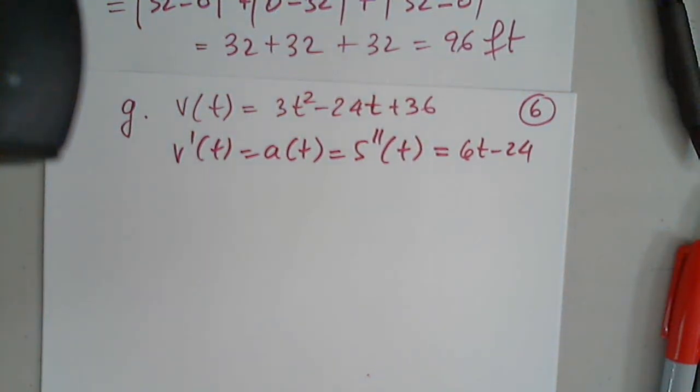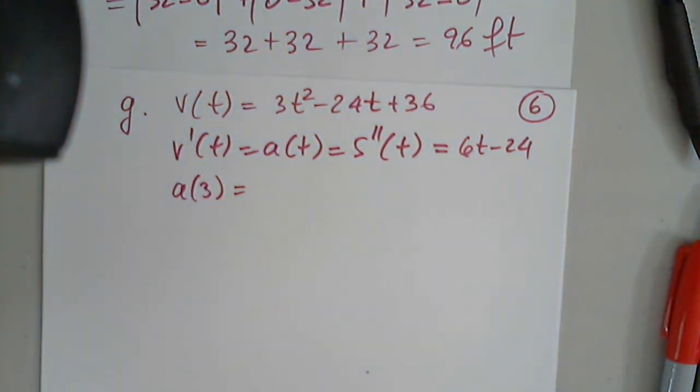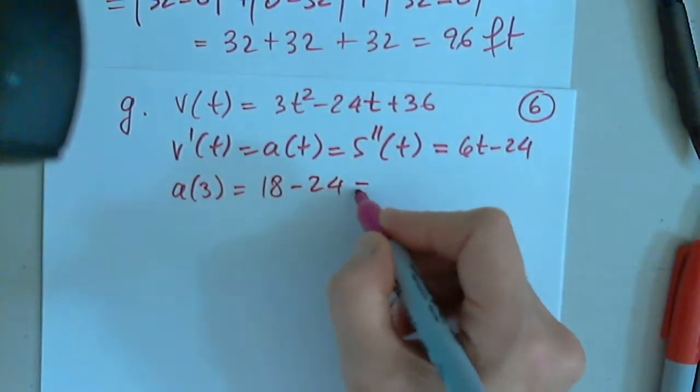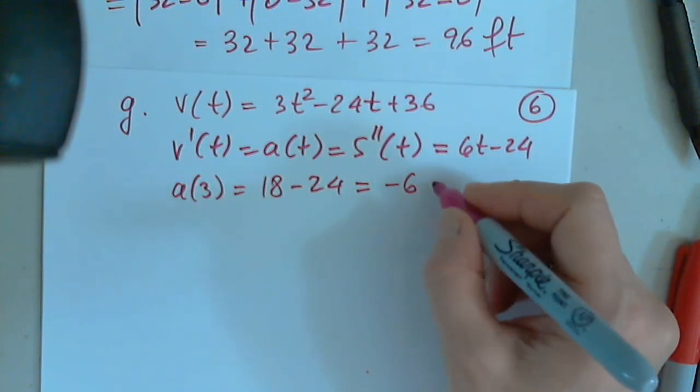24, we're asked to determine the acceleration after 3 seconds. So a of 3, can anyone find a of 3 for us? 18 minus 24, which is -6. Measurement unit? Meter per second.